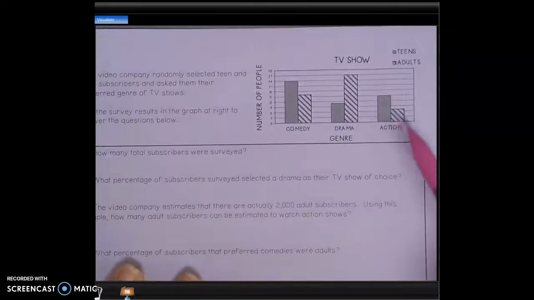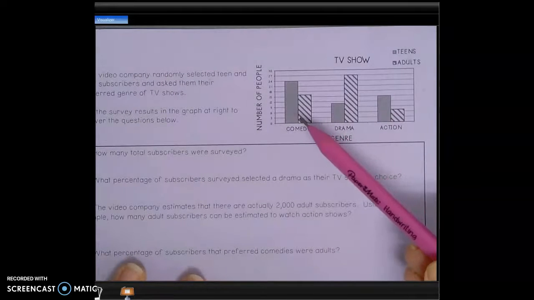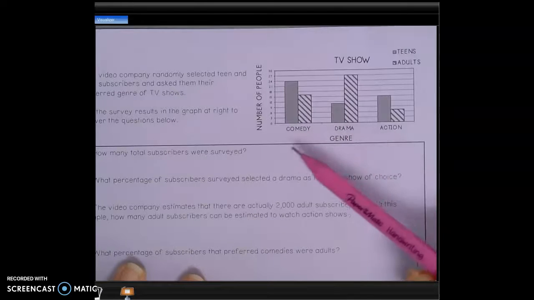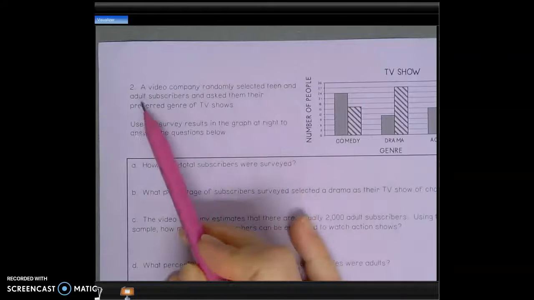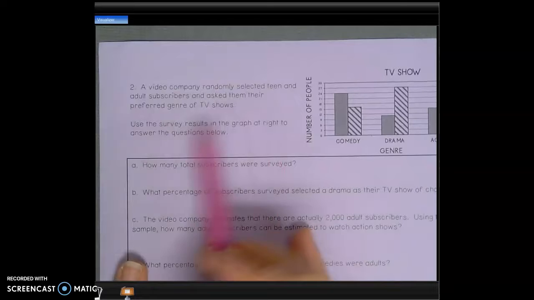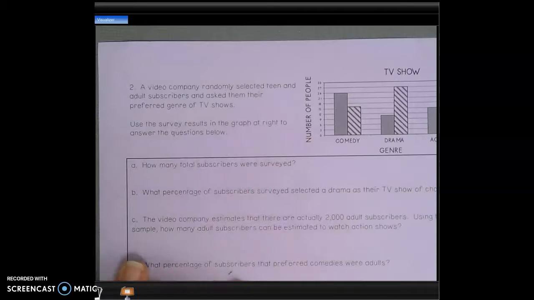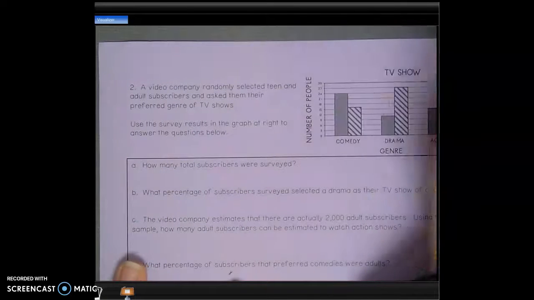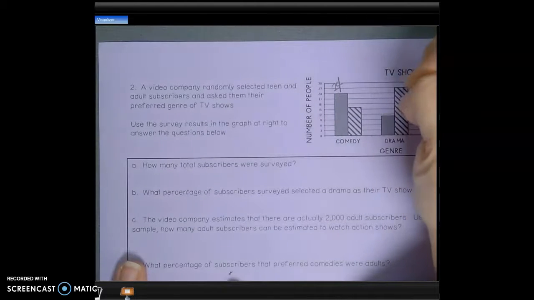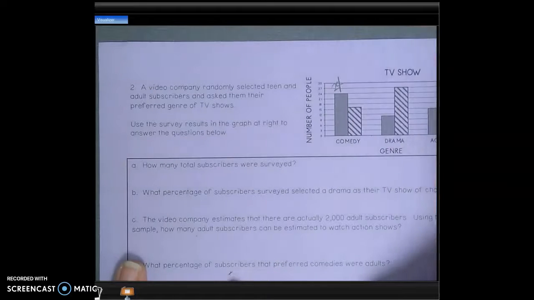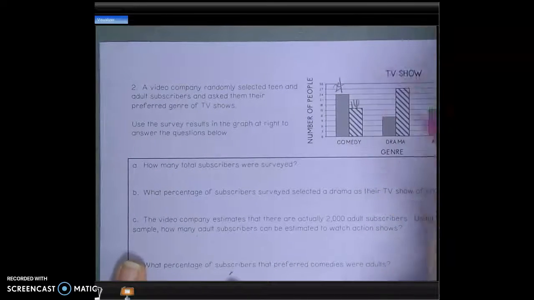The first one is a TV show where our key tells us that the gray part is teens and the striped part is adults. And we are looking at the number of people that prefer each genre, so comedy, drama, and action. A video company randomly selects the teen and adult subscribers and asks their preferred genre of TV shows. Use the survey results in the graph to the right to answer the question. So first thing, teens 24 for comedy, and then it looks to be that for adults it's about 16.